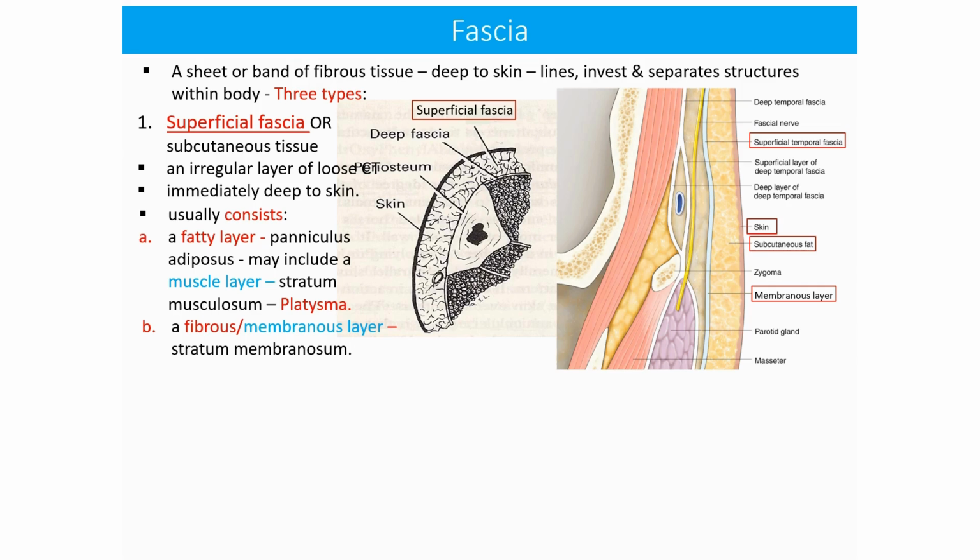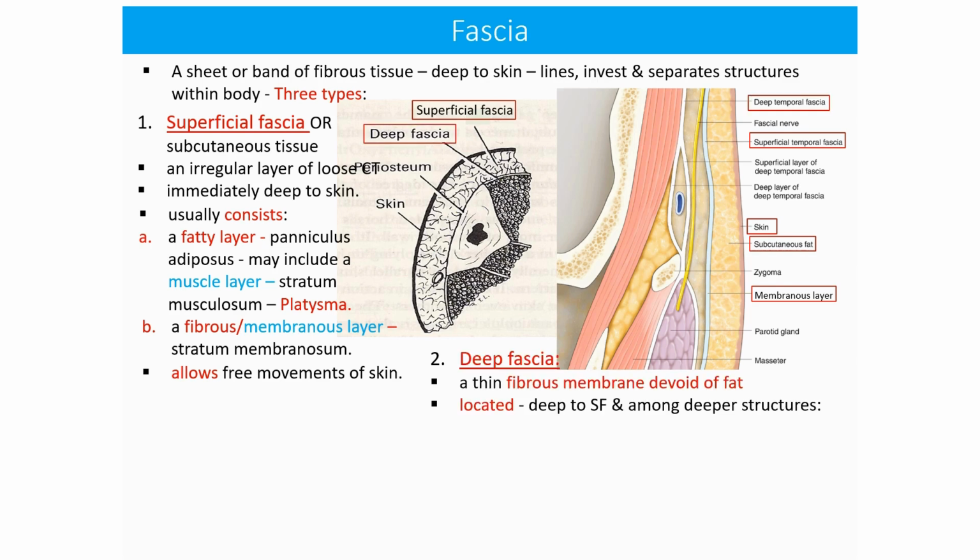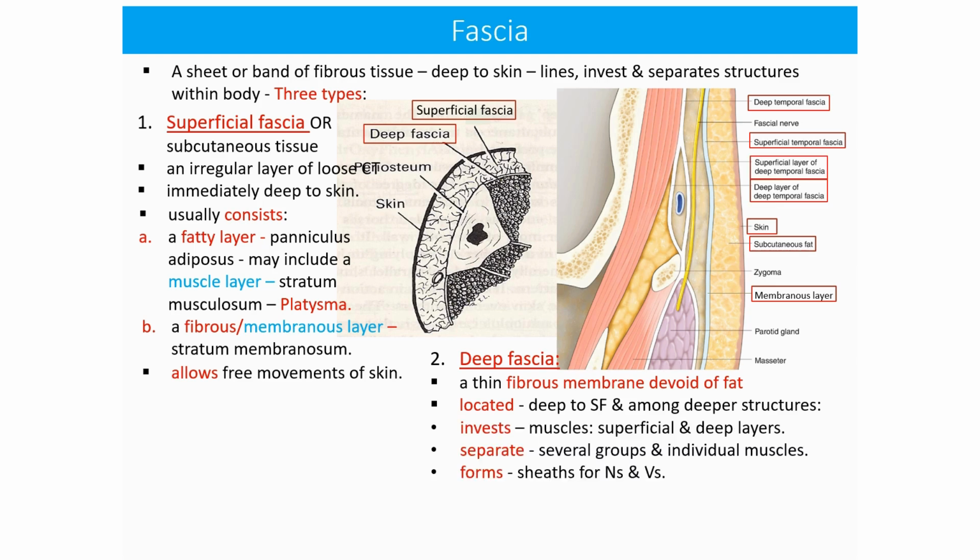Second layer of superficial fascia is a fibrous layer, which is present as a membranous layer and is also named as stratum membranosum. Superficial fascia as a whole allows free movement of the skin over the underlying structures. Second is the deep fascia, which is a thin fibrous membrane devoid of fat, located deep to superficial fascia and among the deeper structures.